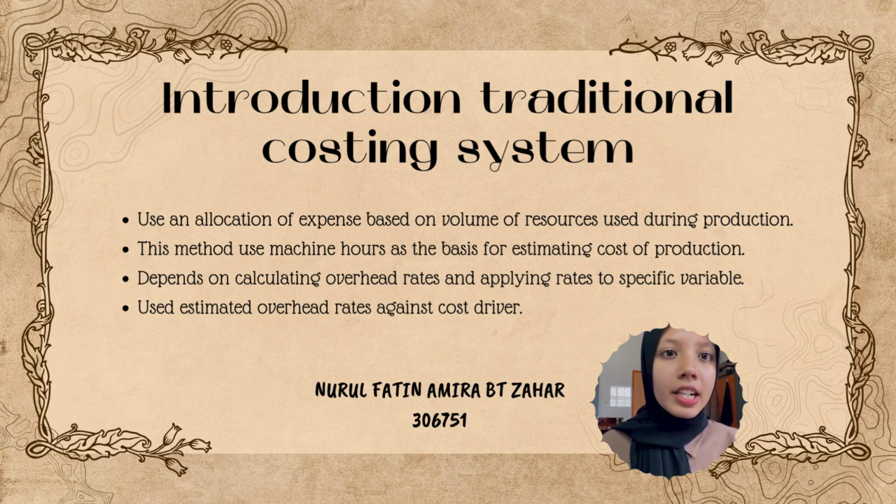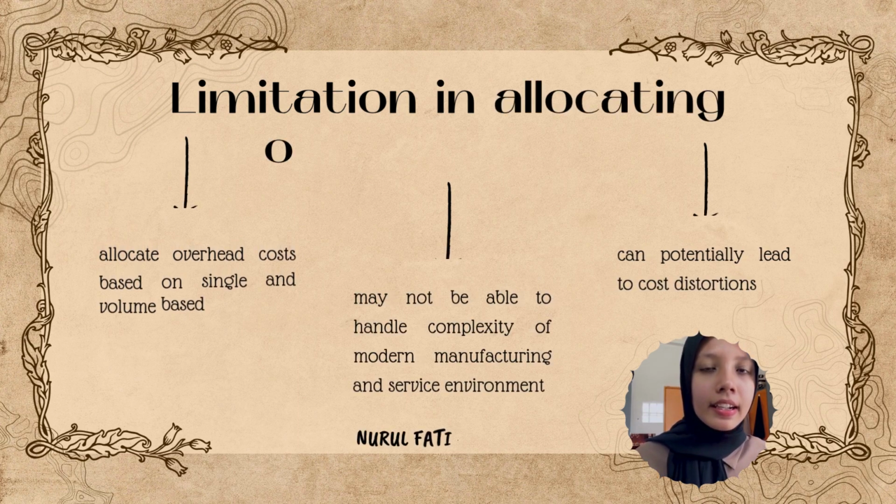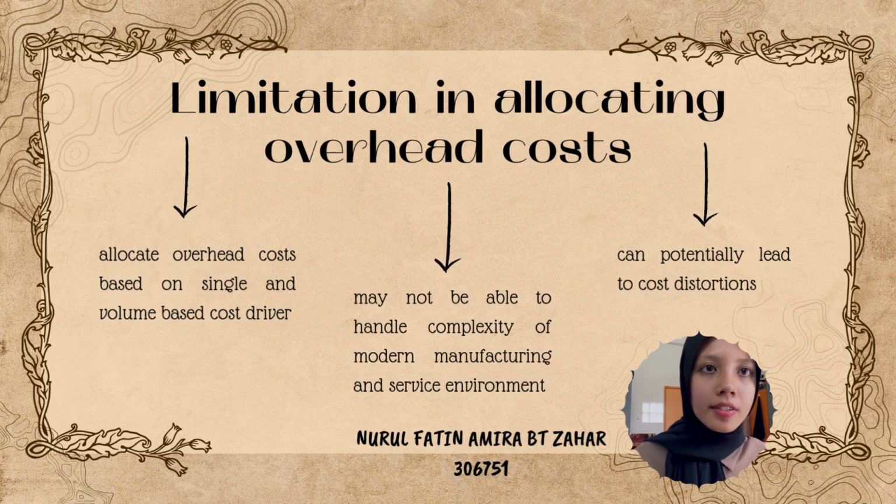To sum up, the traditional costing system emerged during the Industrial Revolution, a period marked by labor-intensive manufacturing processes. This system allocated overhead costs based on machine hours or direct labor hours, which was suitable when direct labor constituted a significant portion of total production costs. However, as manufacturing processes evolved, this method became less effective in accurately assigning costs. Next part is limitations in accurately allocating overhead costs, especially in complex manufacturing environments.